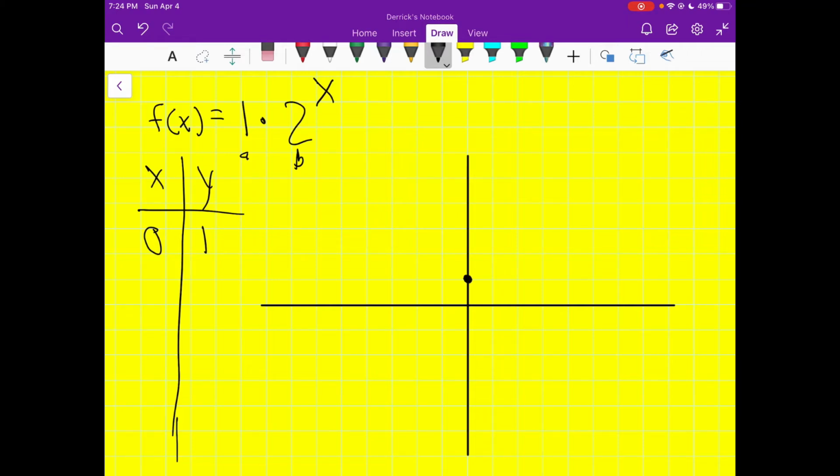I would point out that really your a value is what's going to determine your y-intercept, because again, anything to the 0 power is 1. So every time you plug in 0 for x, you're going to end up getting 1 out of that. So it really just depends on what you're multiplying by. Here, we were multiplying by 1, and so that's not changing anything.